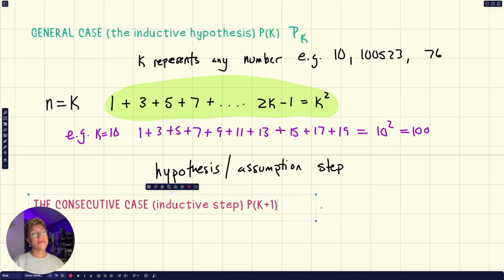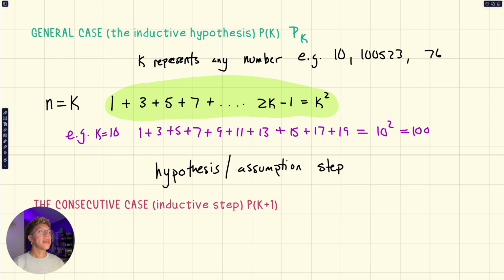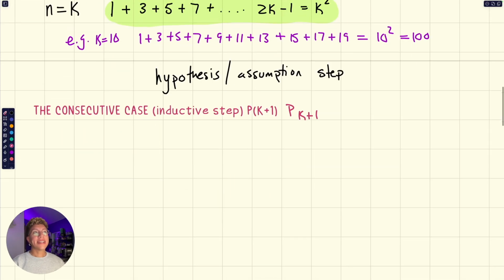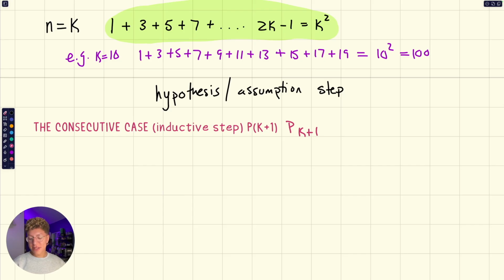So again, if we look at the previous case, which was 10, the consecutive case would be the 11th case. And we'll write that out here in a second. Once again, you might see this also written as P sub k plus 1. So here we get P sub k plus 1, like that. Let's move that up. In the consecutive case, this is also going to seem probably a little bit silly. And what we're going to say is, well, we're plugging in n equals k plus 1.